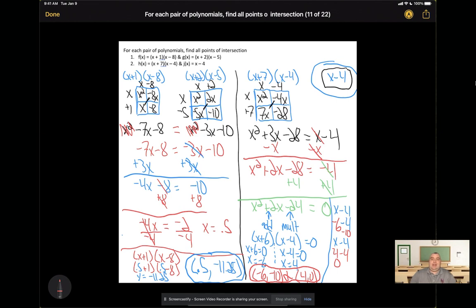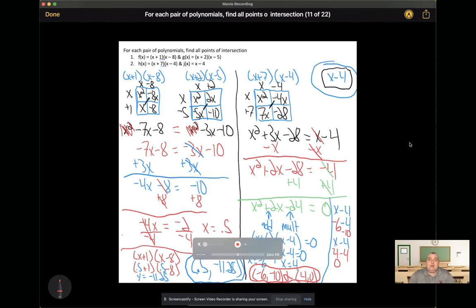So this particular one had 2 points of intersection. That is it for this lesson.